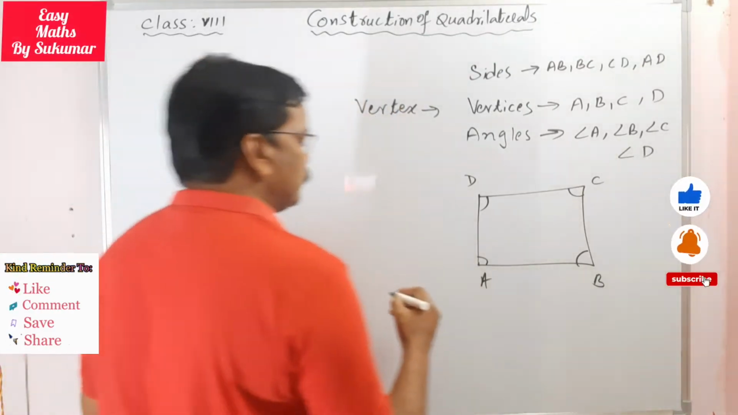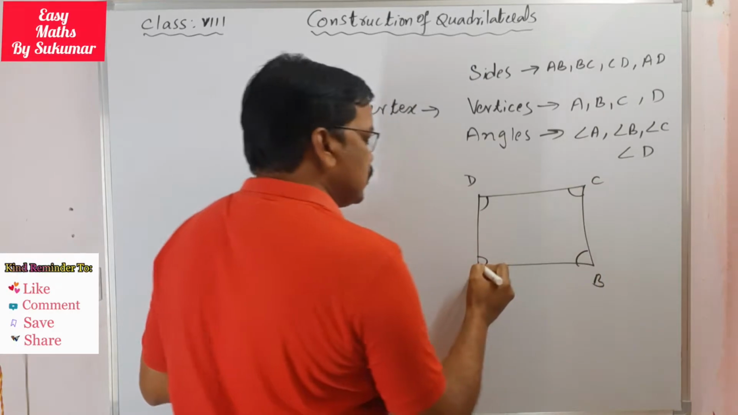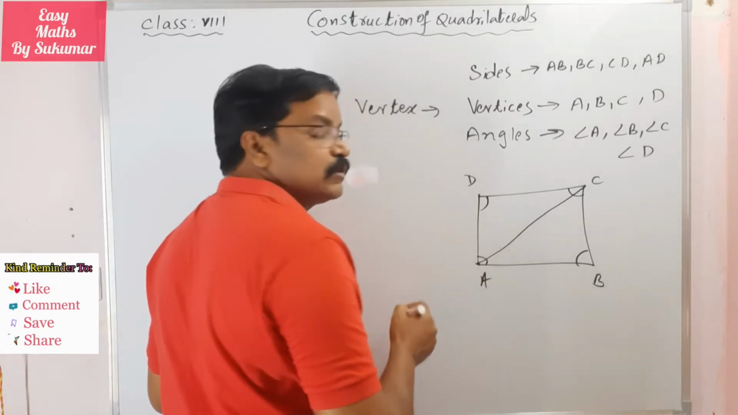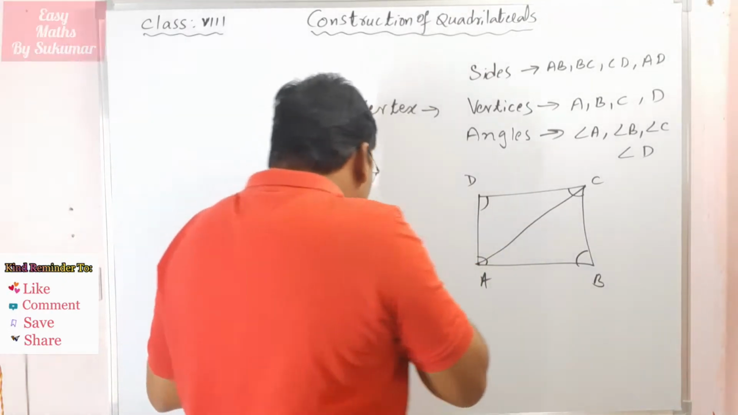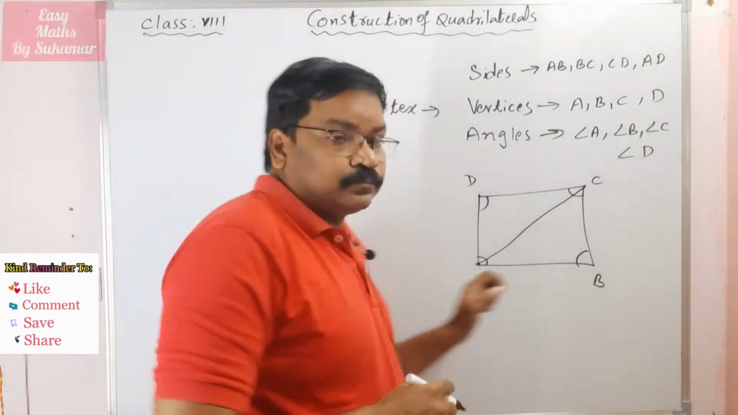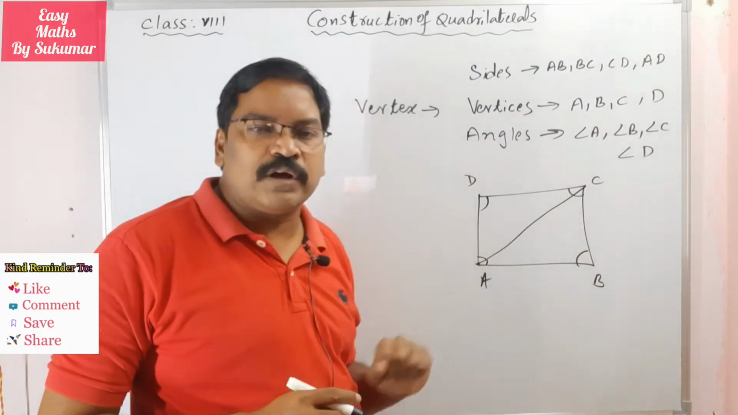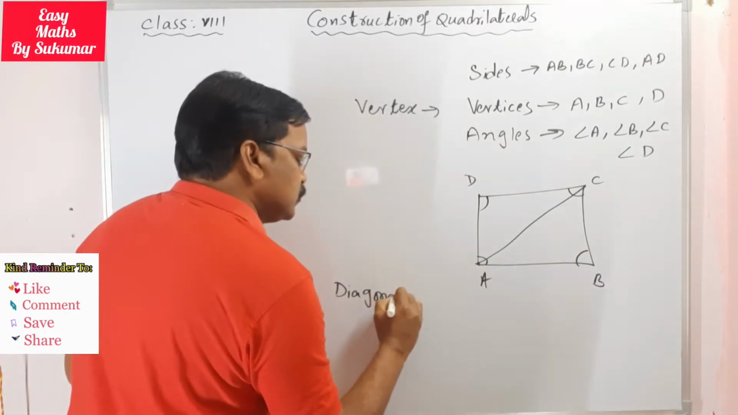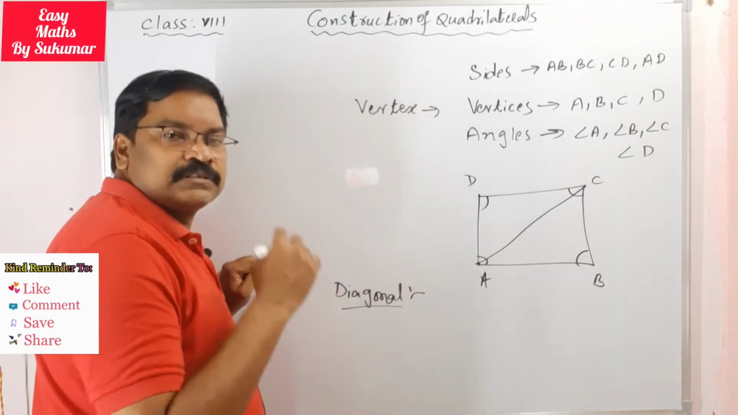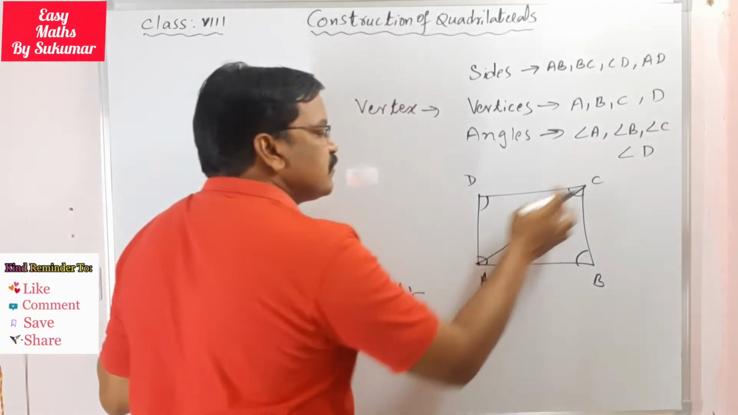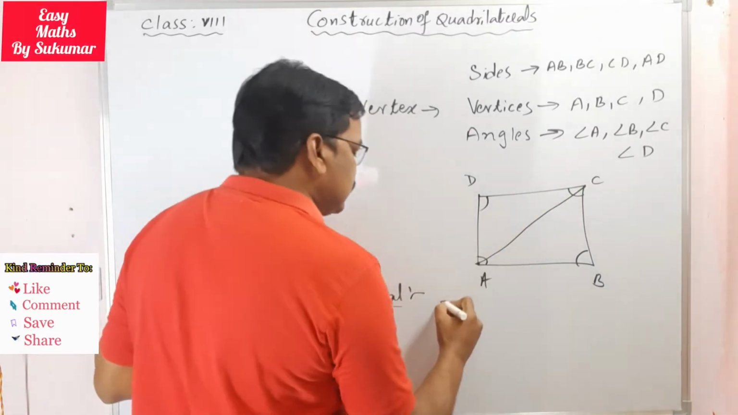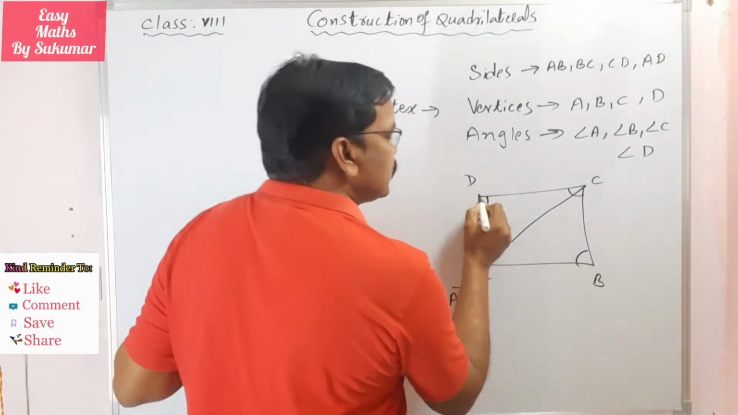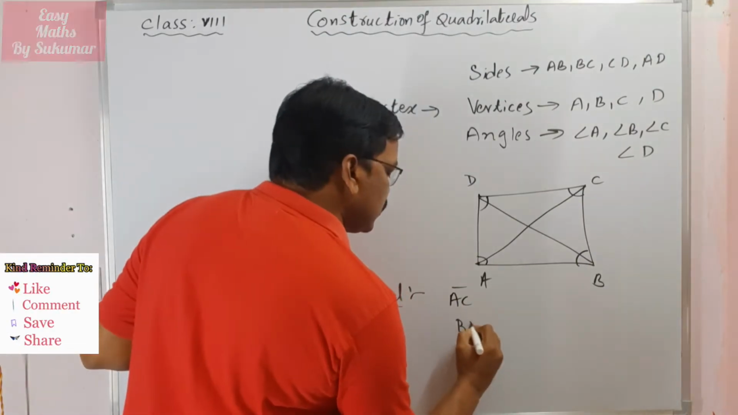Okay. Here, if you join these opposite vertices of the quadrilateral, then that is called a diagonal. So diagonal means it's a line segment joining the opposite vertices. See, here the diagonal is AC. Here AC is the diagonal and other diagonal is BD.